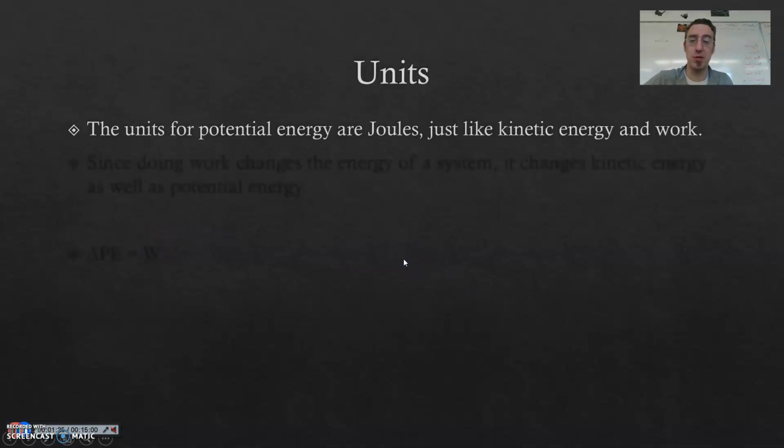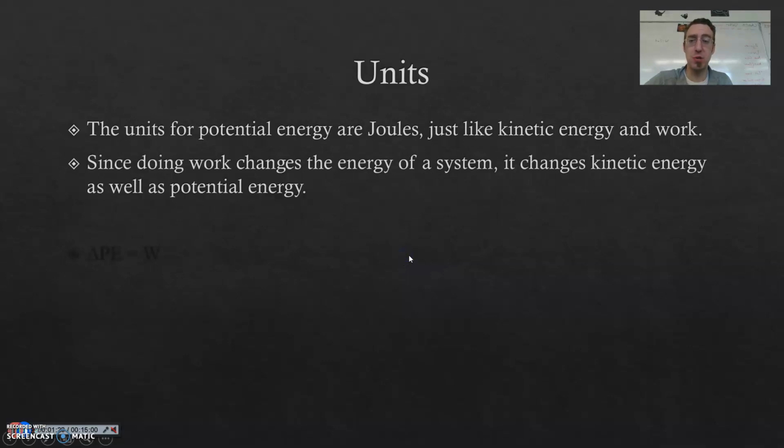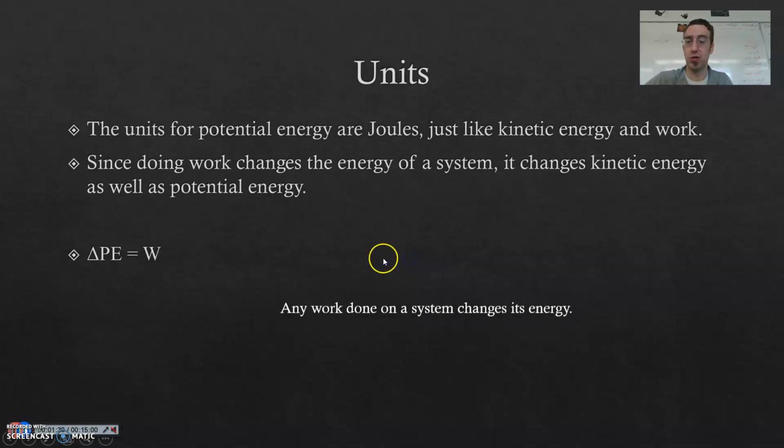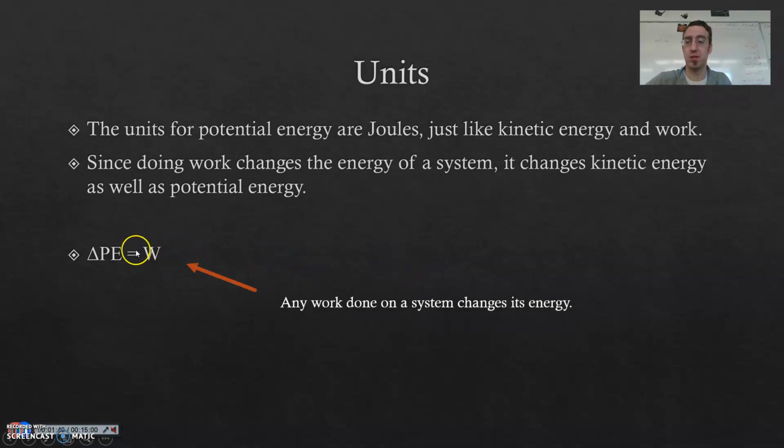The units for potential energy are joules, just like kinetic energy and work. And since doing work changes the energy of a system, it changes kinetic energy as well as potential energy. So work done on a system translates to a change of potential energy.